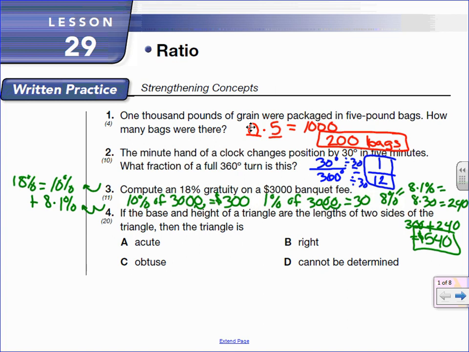If the base and height of a triangle are the lengths of 2 sides of the triangle, then the triangle is a right triangle. And what they're saying is, if this is the situation, and you can use this length here, let's say 8, and this length here, let's say 6, and we call these the base and the height, they are always perpendicular to each other, so it has to be a right triangle. It's not true in every kind of triangle. For instance, if I have an obtuse triangle, the height actually comes right here, and that would not be one of the sides of the triangle.